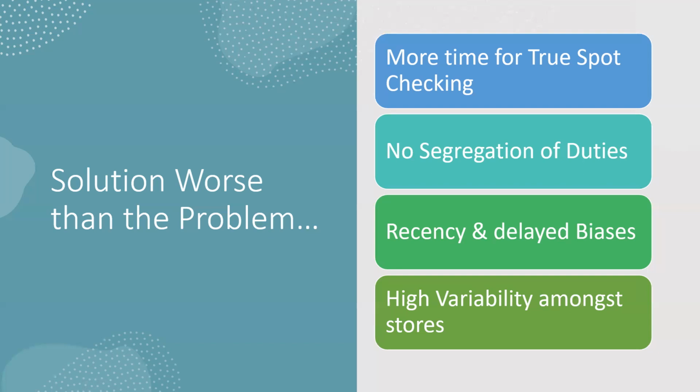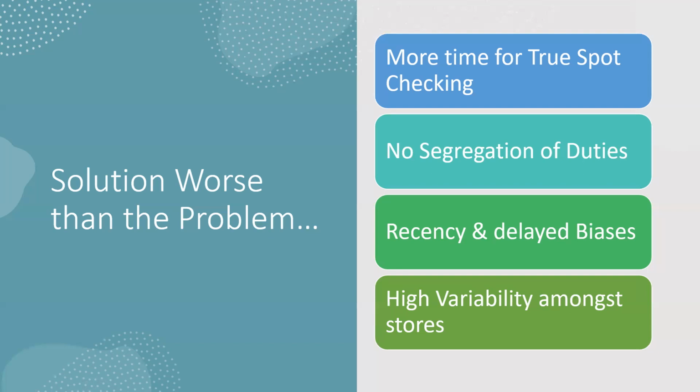And then lastly, there's just high variability among stores. If you have 30 stores and 30 different people ordering, there is so much variability in that process, and it lacks discipline. It is against all the principles that lean management and Lean Six Sigma stand for.